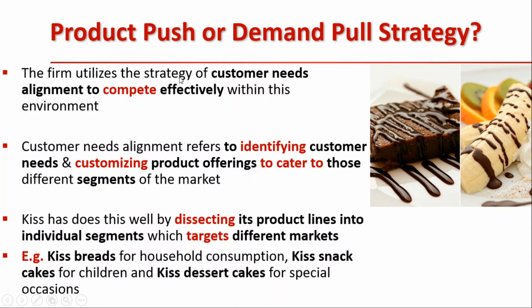So here's where they employ the use of customer needs alignment in order to compete effectively. Basically, this is identifying the customer needs and customizing your product offerings to cater to those different segments of the market. What KISS has done here is dissect its product lines into individual segments and target different markets. When you look at KISS, for example, they have the KISS breads, for your household consumption. You have the KISS cakes for children, and you also have the dessert cakes for special occasions.